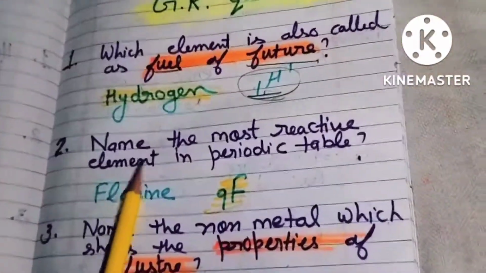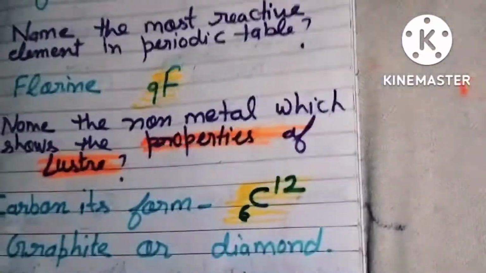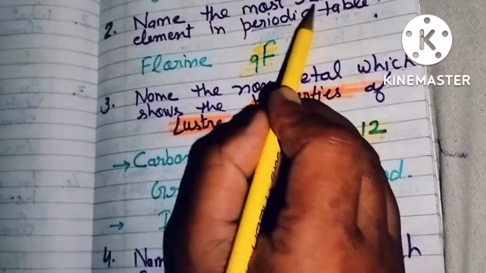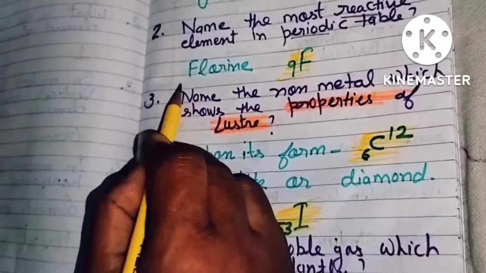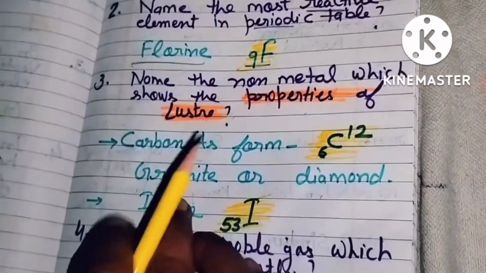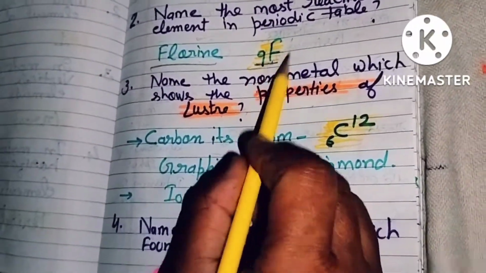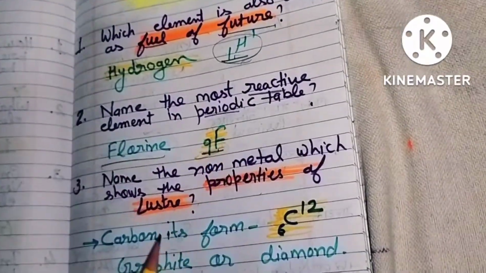Next, name the most reactive element in the periodic table. The most reactive element is fluorine. It is a highly electronegative and highly reactive element in the periodic table.